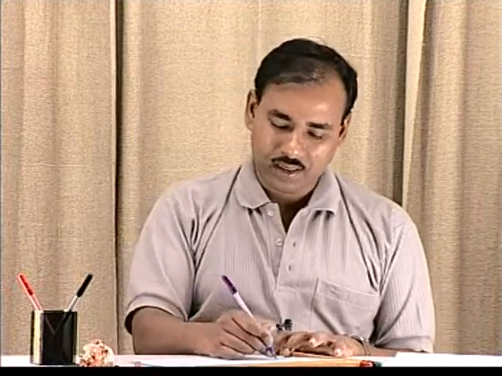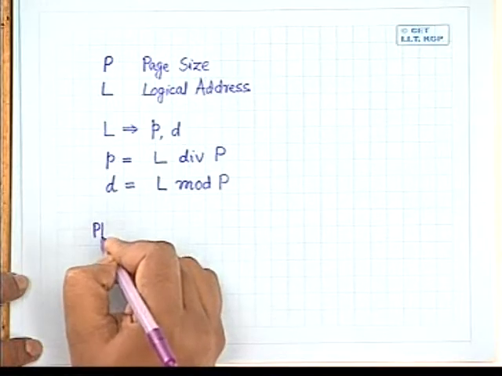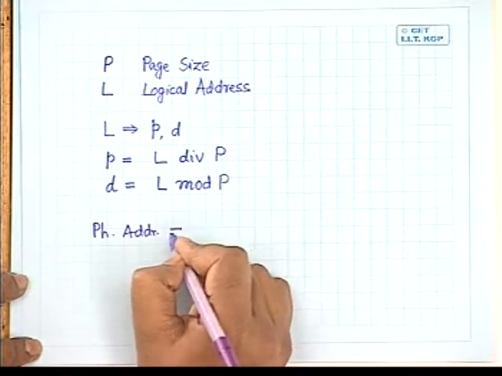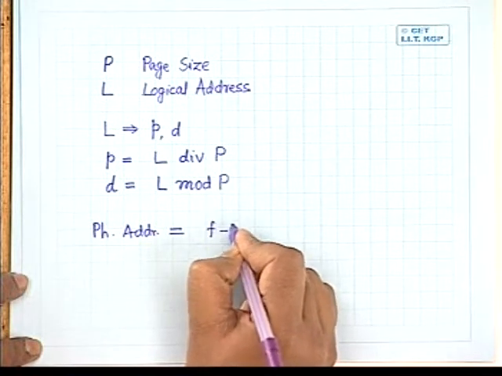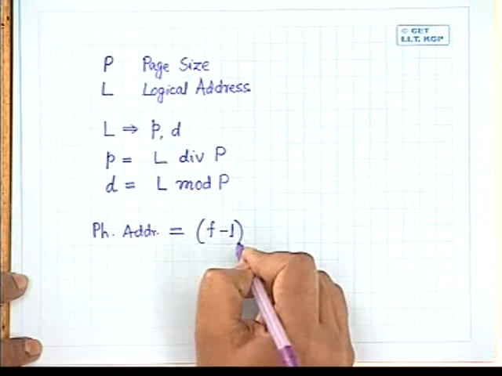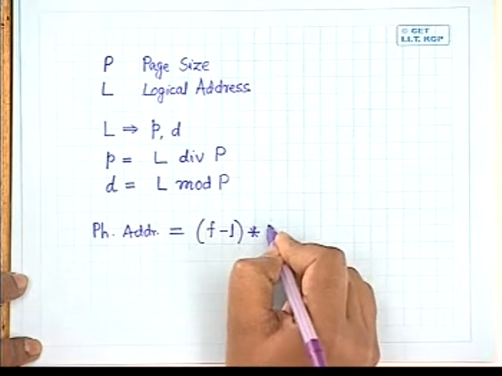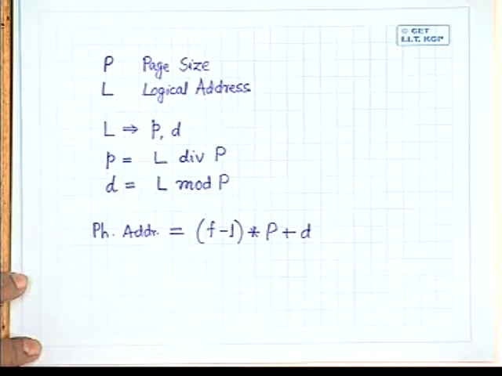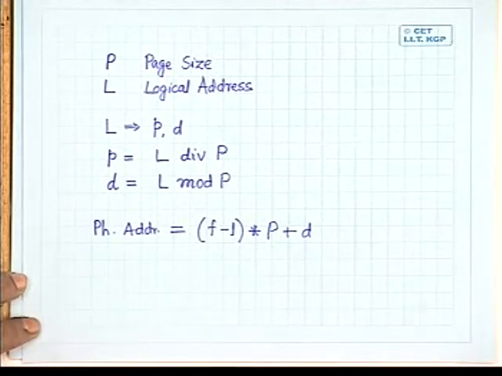Because once I know the frame number, the physical address within the main memory will be simply, say, physical address will be simply frame number minus 1. If f is the frame number for a generated page number, so that will be (f minus 1) multiplied by page size plus offset, isn't it? This is the physical address within the main memory, the memory location which is to be accessed.